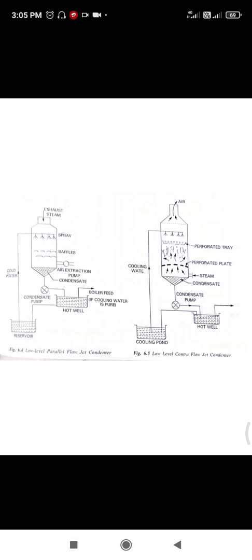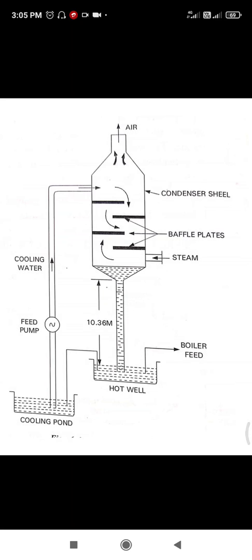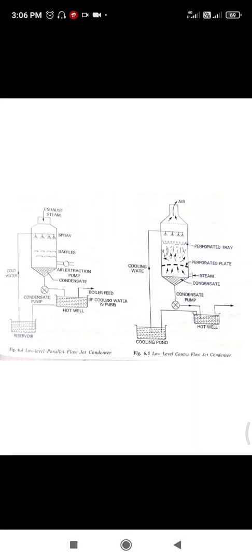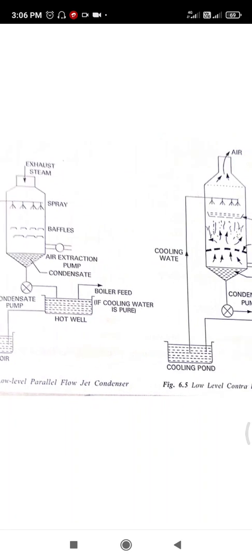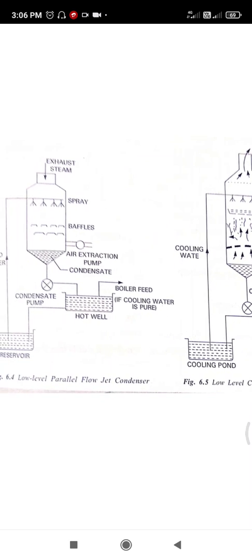Now let's see the low level jet condenser first, the low level parallel flow jet condenser.